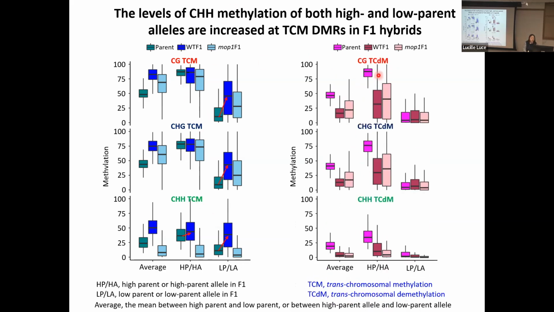For TCDM, methylation is removed. This is pretty consistent for these three different methylation contexts. You can see that in all of them the high allele is reduced. But for TCM, which gains methylation, in CHH both alleles gain methylation in our data.